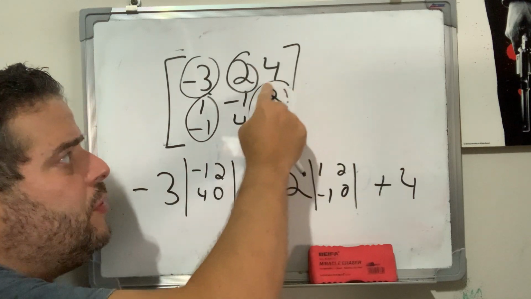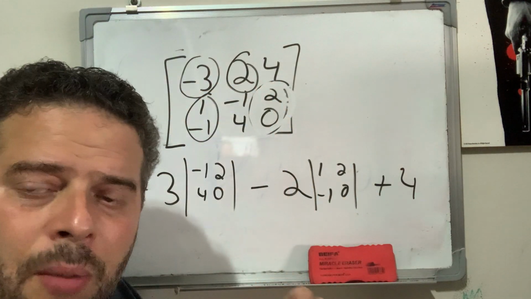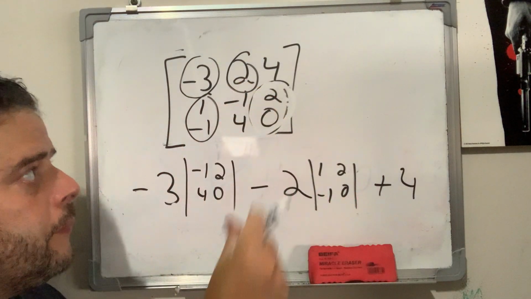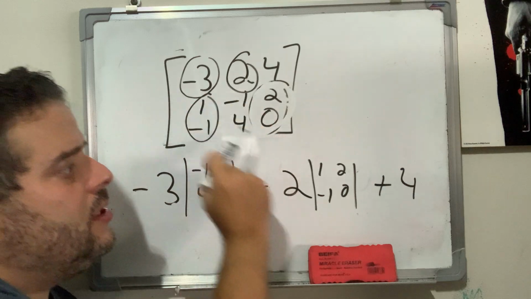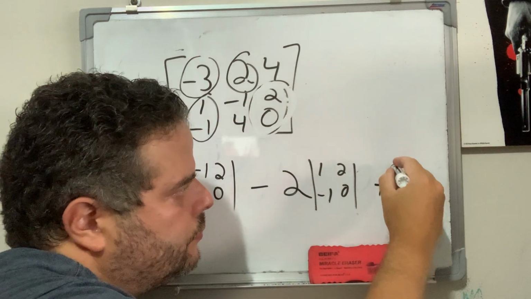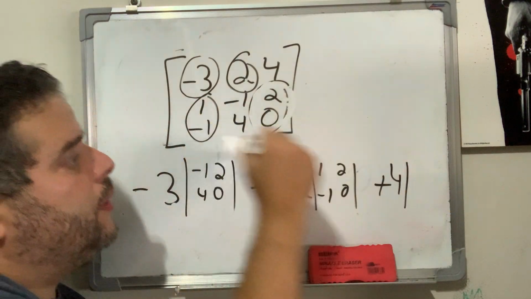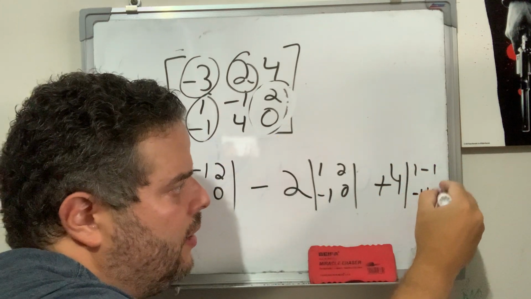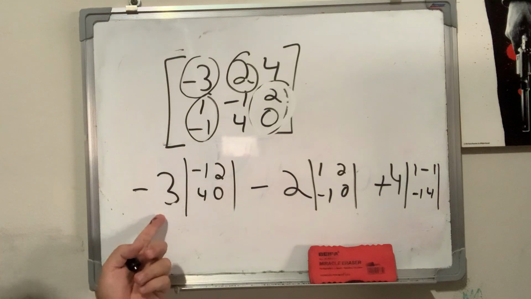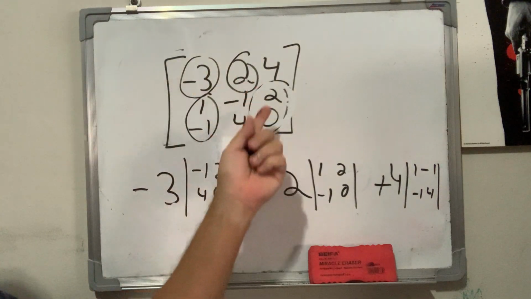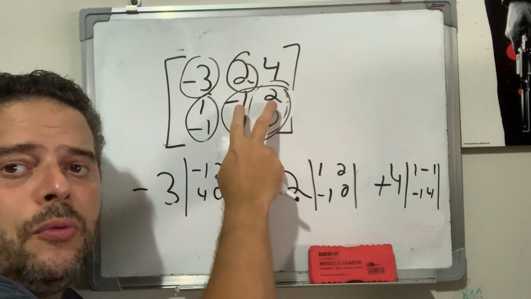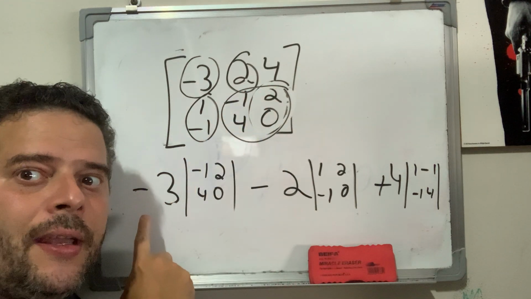So you're always using the bottom two elements of the columns not included in the front number. And for the third element, I would use these 4 elements. So it'd be 1, -1, -1, and 4. So again, for the first element up here, I find the determinant of this small 2 by 2 matrix and then multiply it by -3.